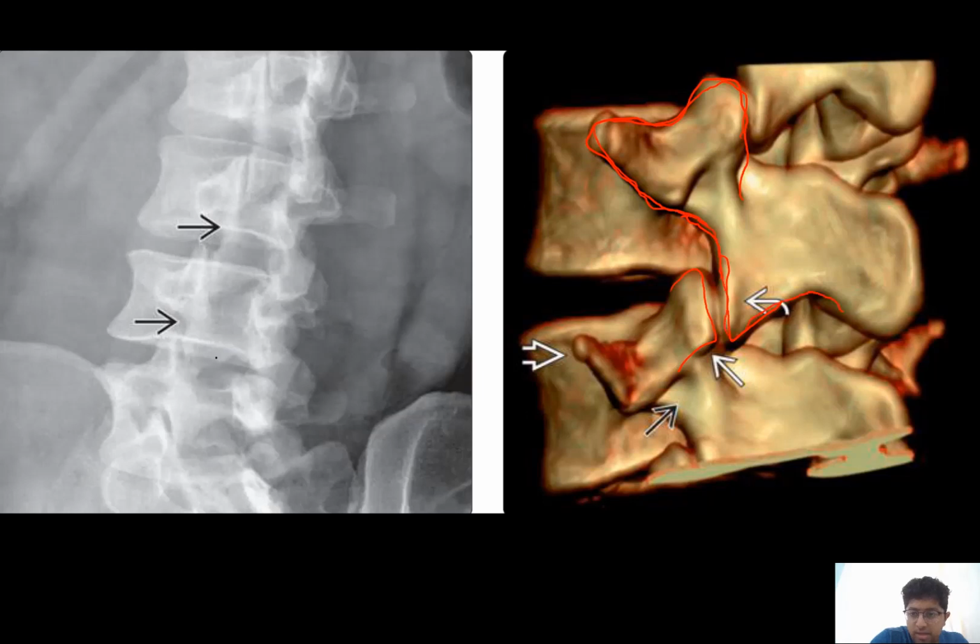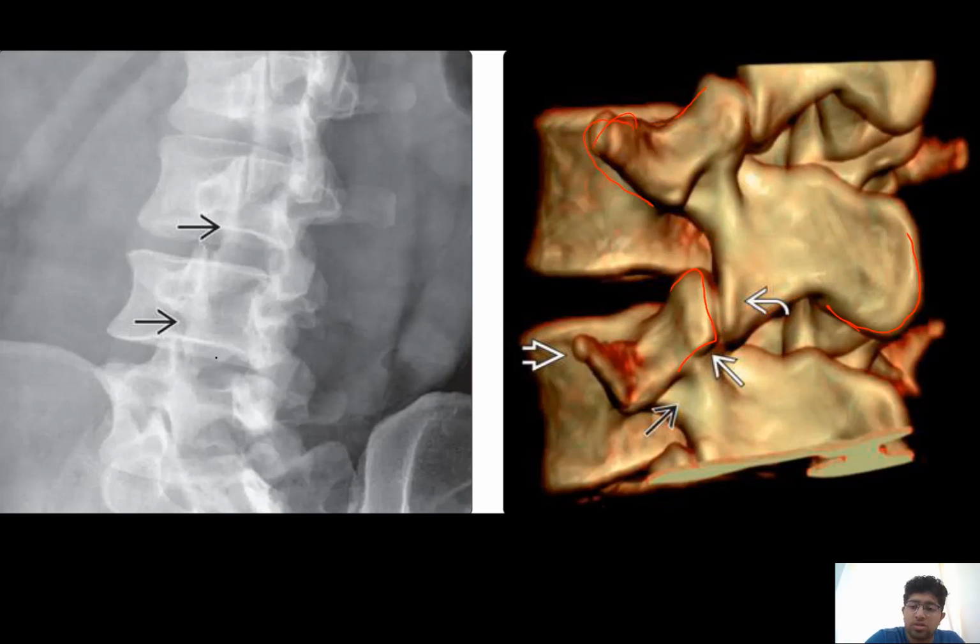and this is the spinous process, and then again we have the transverse process on the other side. So this will form the Scottish dog appearance, with the face of the Scottish dog formed by the transverse process. Then the ears are formed by the superior articular facet, and this part, called the neck of the Scottish dog, is formed by the pars interarticularis.